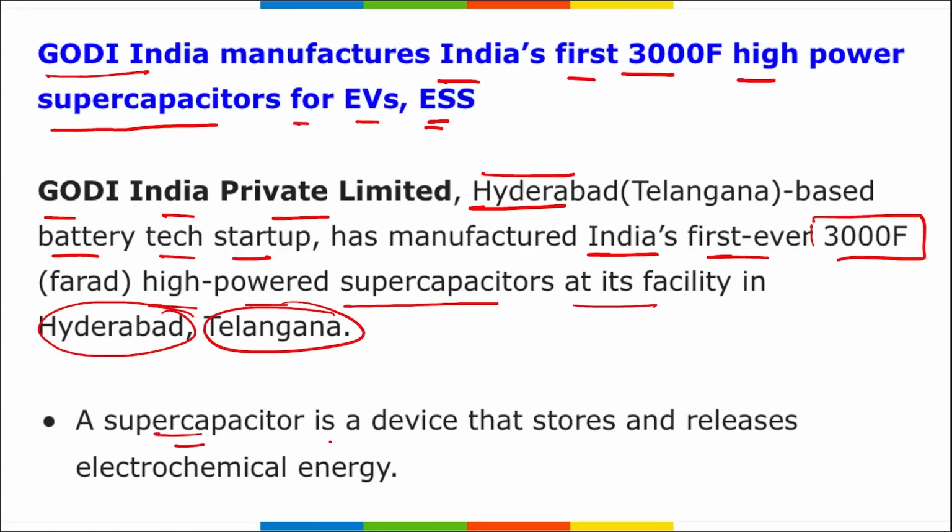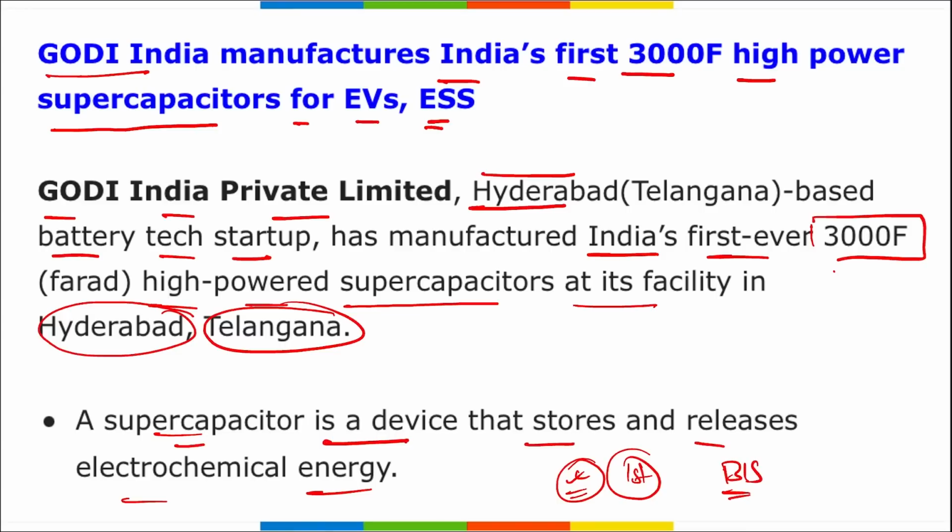A supercapacitor is a device that stores and releases electrochemical energy when required. Also remember, Godi India was the first company in India to get the BIS certification, that is your Bureau of Indian Standards certification, to sell their lithium ion cells made with indigenous technology. So this question is also important, which was the first company in India to get the BIS certification to sell lithium ion cells made with indigenous technology? It will be Godi India.